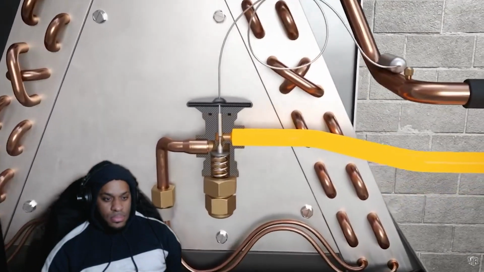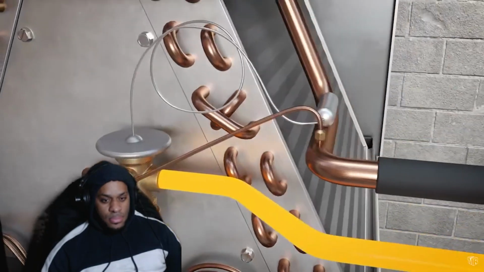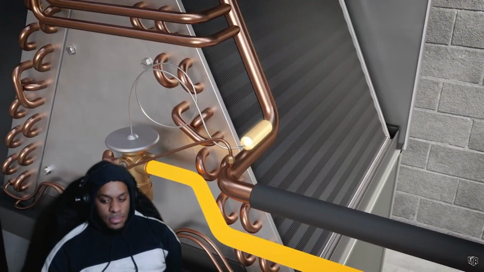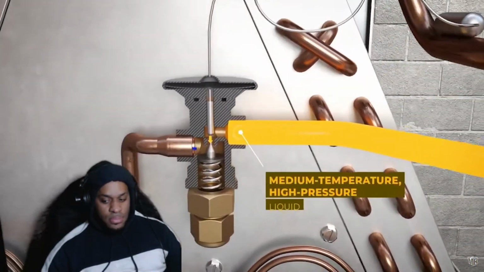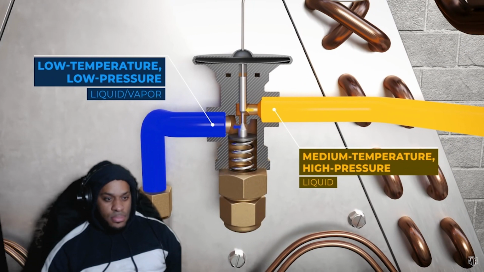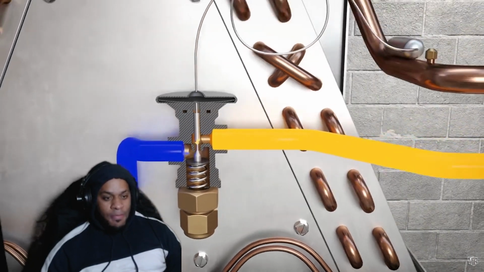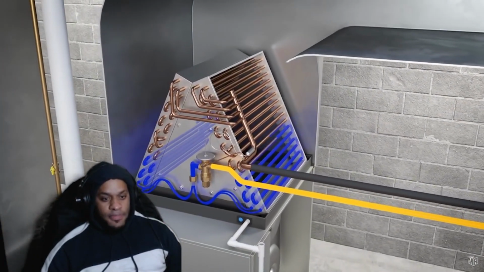A pin inside the valve adjusts the flow rate of refrigerant depending on the temperature at the evaporator end, using a sensing bulb. As it flows through the valve, its pressure drops significantly, releasing a low-temperature, low-pressure liquid vapor mix. The lower pressure allows room temperature air to boil the refrigerant. The chilled refrigerant then flows through the evaporator coil.